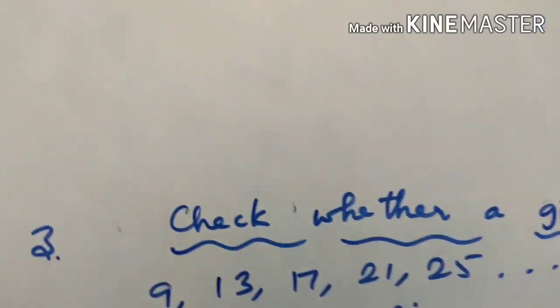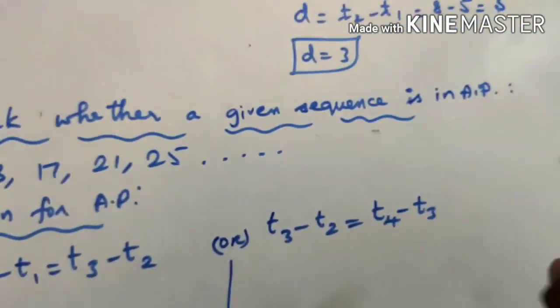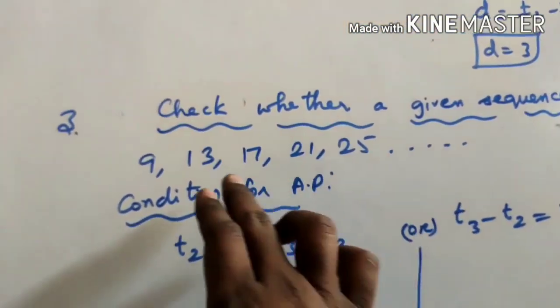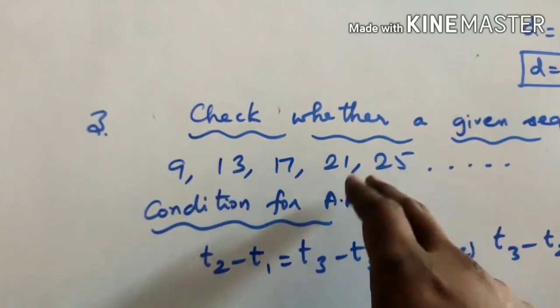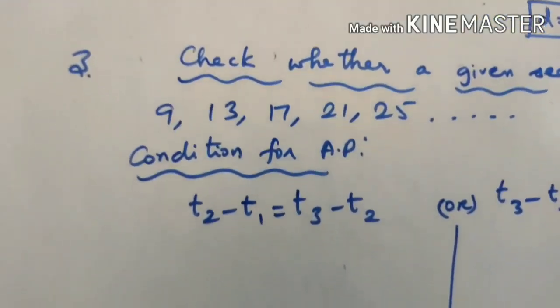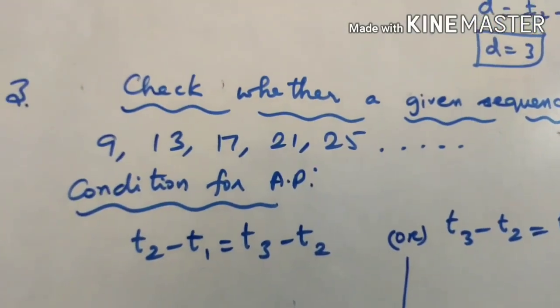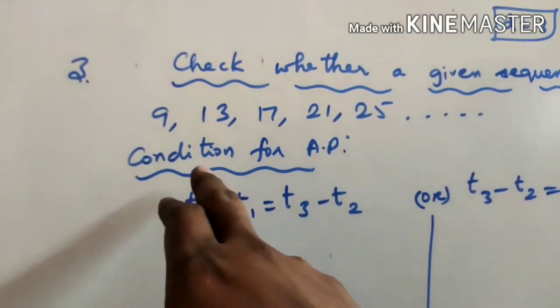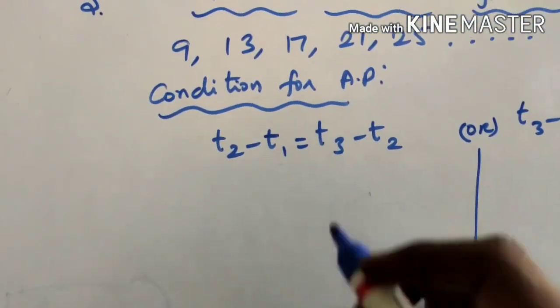Now we are going to check whether a given sequence is in AP or not. In the exam, you will be given a sequence like this and you will be asked to find whether it is an AP, that is, an arithmetic progression, or not. Okay, now this is an example.